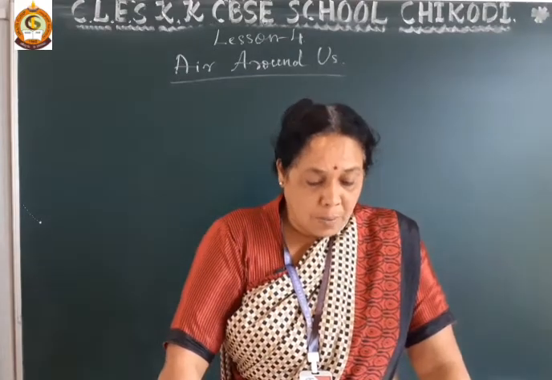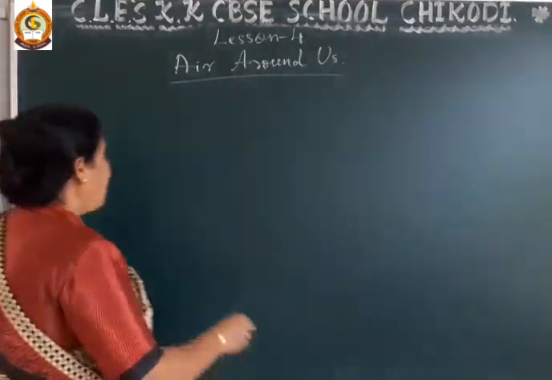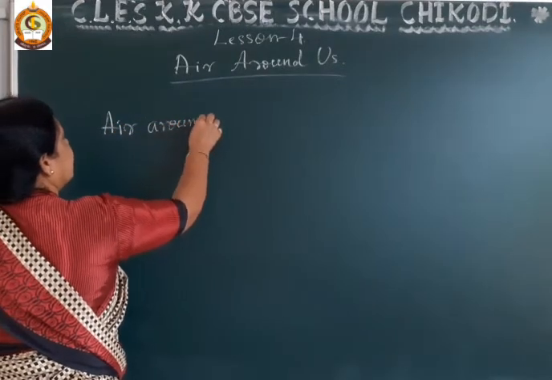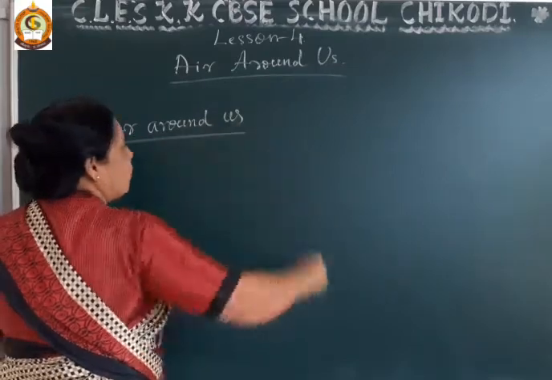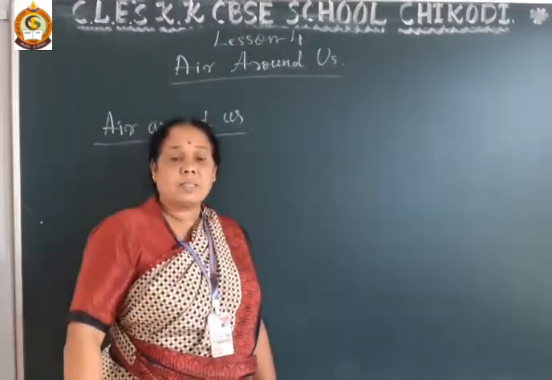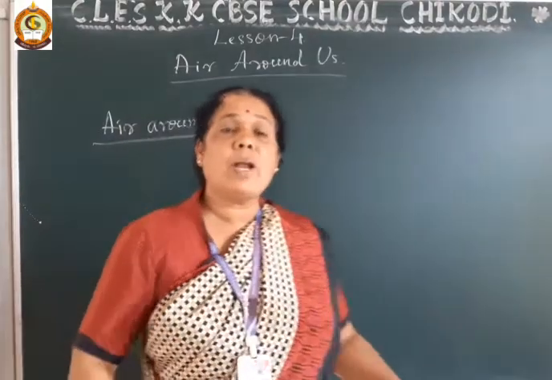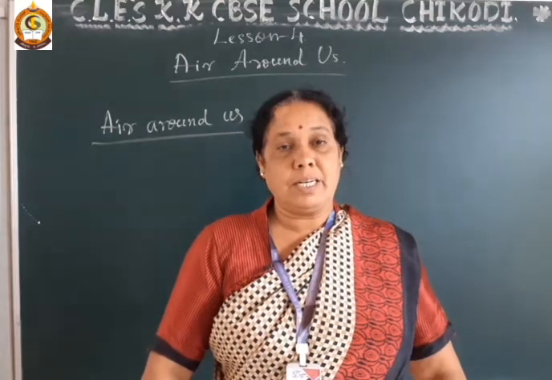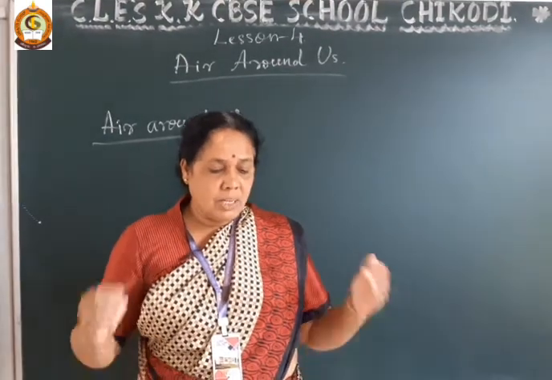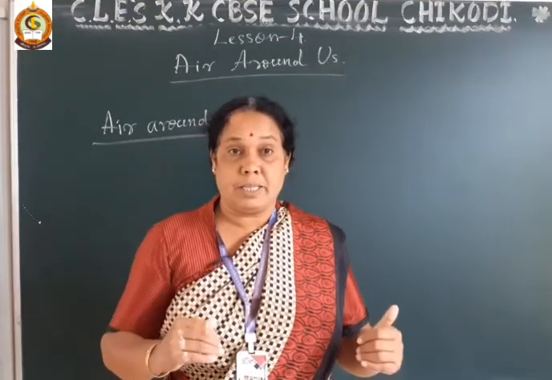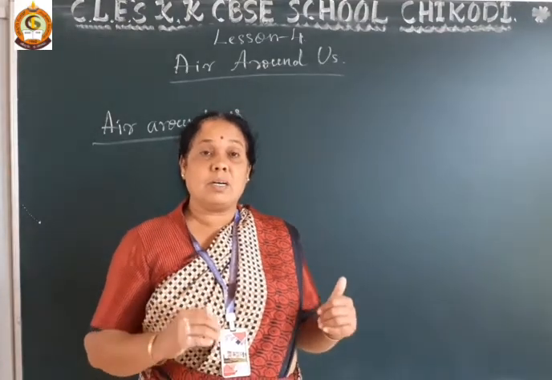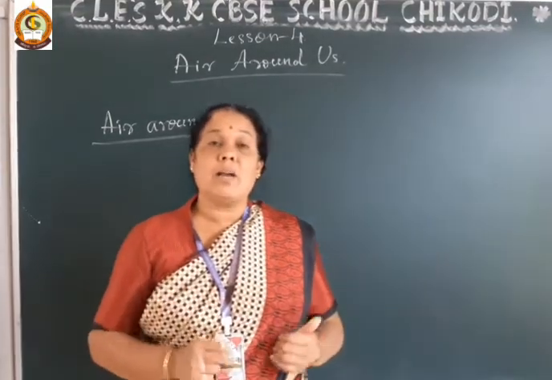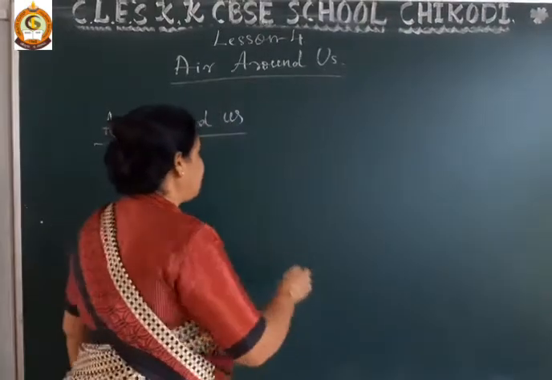After this, we learned about the air around us. How do we know that there is air around us? Where we are living, on planet Earth, it is surrounded by a layer of air, and that air is called the atmosphere. All living things need air to breathe.